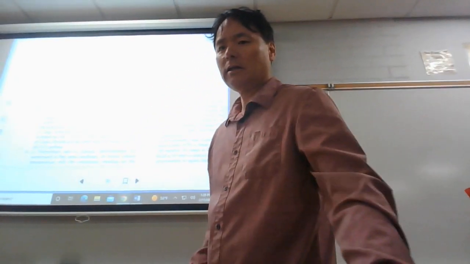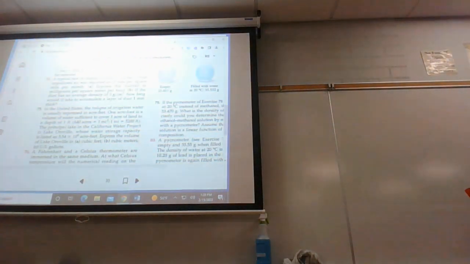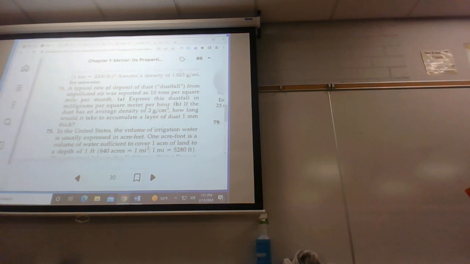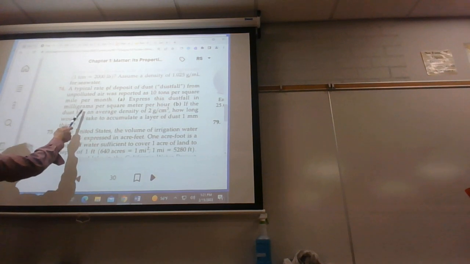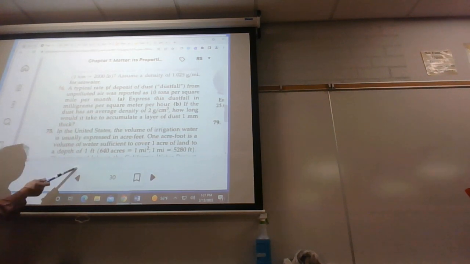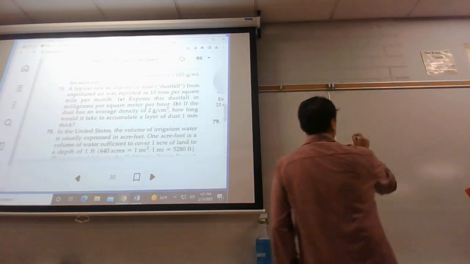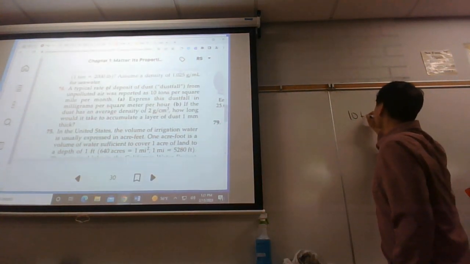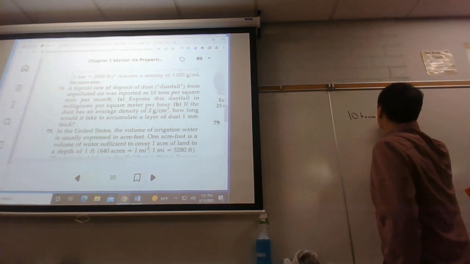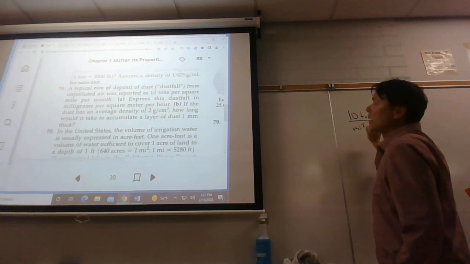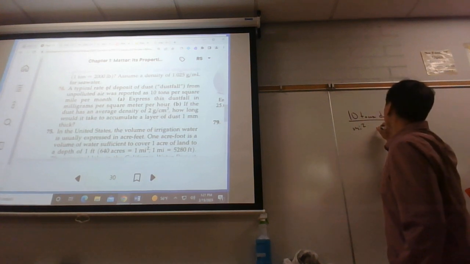All right, so let's take a look at number 74. A typical rate of deposit of dust fall from unpolluted air was reported as 10 tons per square mile per month. So we can set up a relationship here: 10 tons of dust per square mile per month.